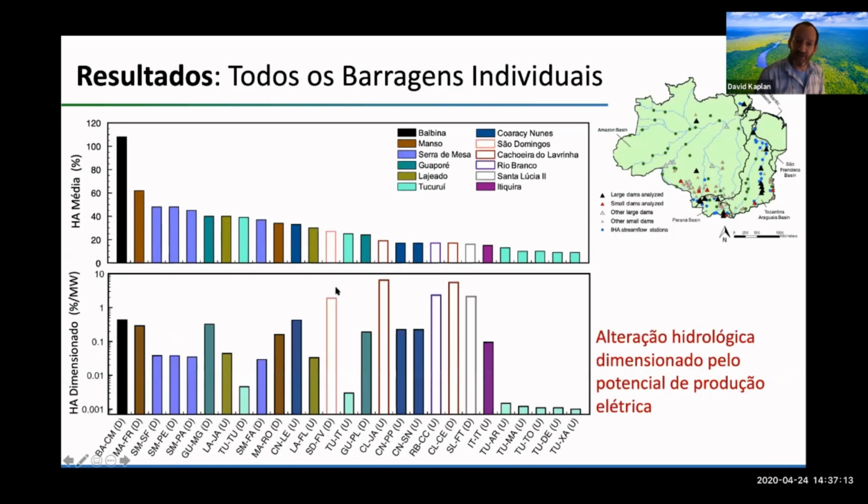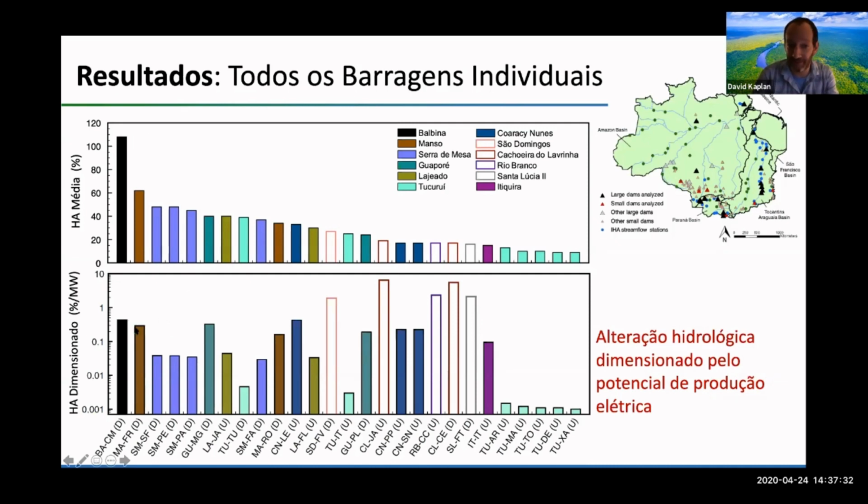The next thing we did is we took all the results in the top figure and we scaled it, or normalized it, by the published electricity production potential of each of the dams, to see basically, well, perhaps Balbina has a lot of impact on the flow regime, but how does it look compared to its electricity generation potential? So when we do that, a few things pop out.